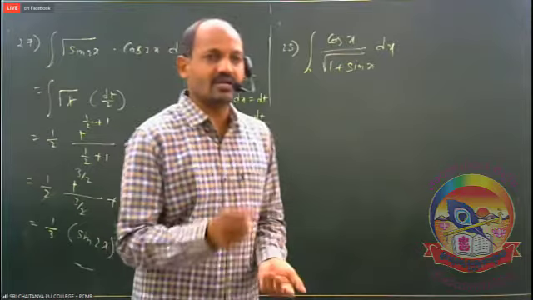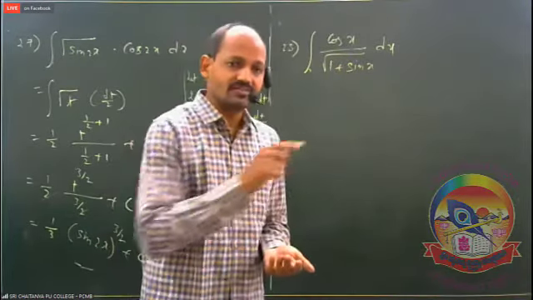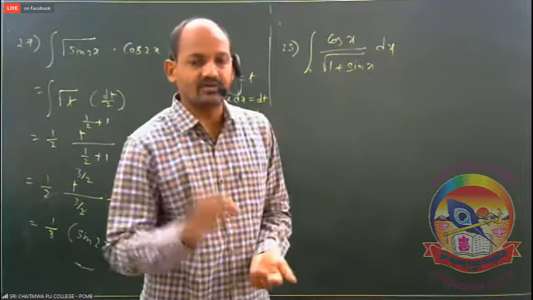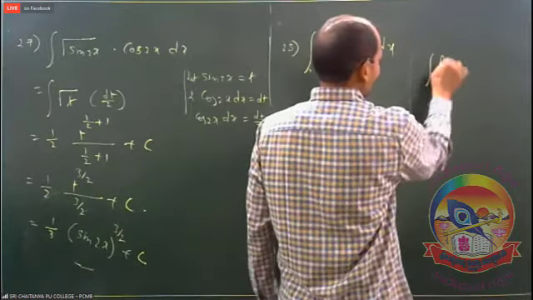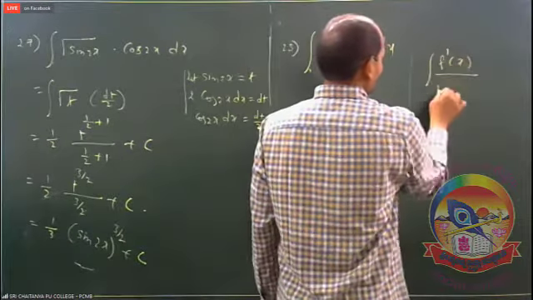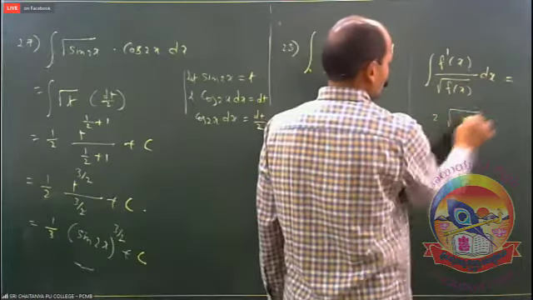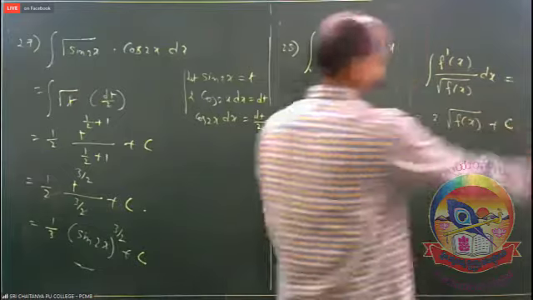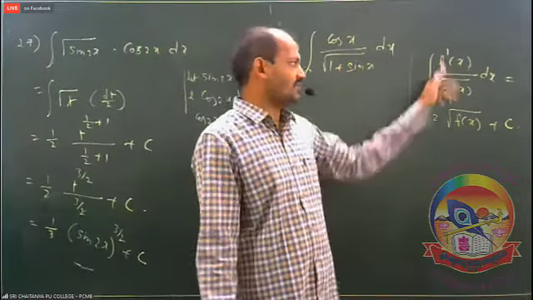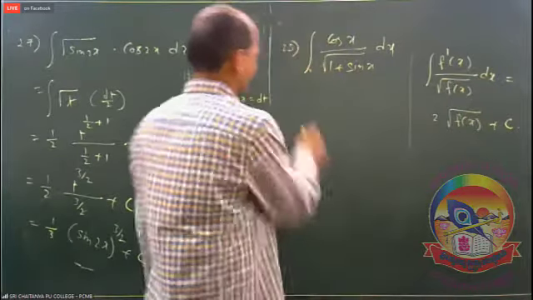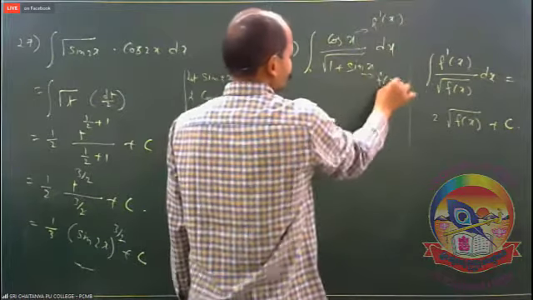What is the formula? Integral of f dash of x by f of x is a log. Integral of f dash of x by root f of x dx is 2 root f of x plus c. That is the formula: f dash of x by f of x is log, and f dash of x by root f of x is 2 root f of x.